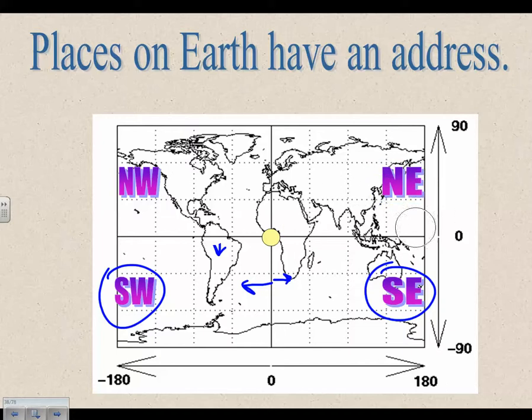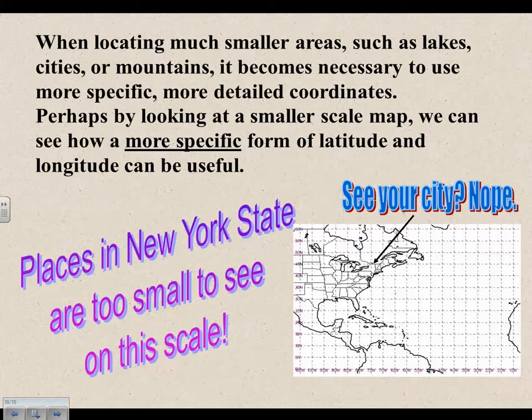And then we can add numbers to these places to get more details. In locating much smaller areas, such as where we live, or lakes, mountains, cities, it's necessary to use a more specific, more detailed coordinate system. By looking at a smaller scale map, like the one in the reference tables, we can see how more specific forms of latitude and longitude can be useful.